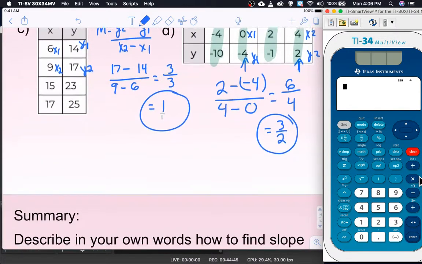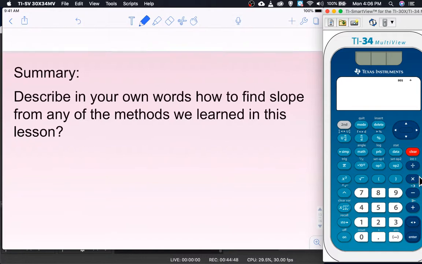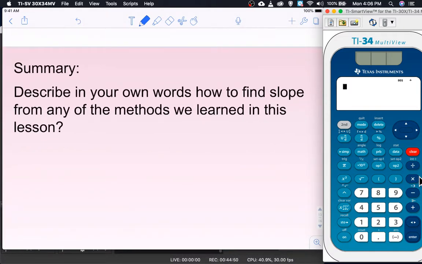Summary. We're done. Describe in your own words how to find the slope from any of the methods we learned in this lesson. This does not need to be a question mark. How about an exclamation point? Excited. Describe in your own words how to find the slope using any of the methods we learned.